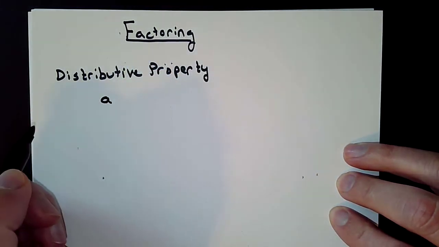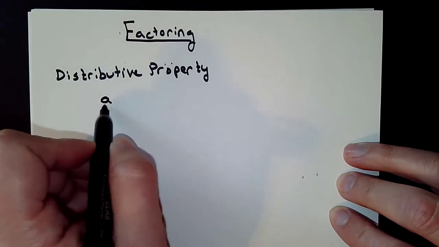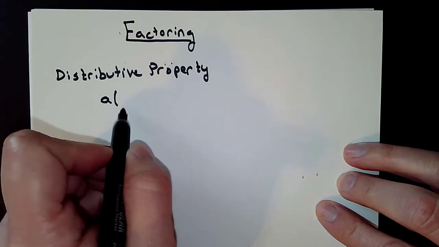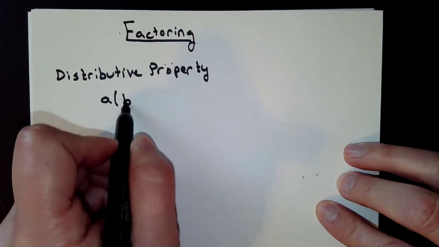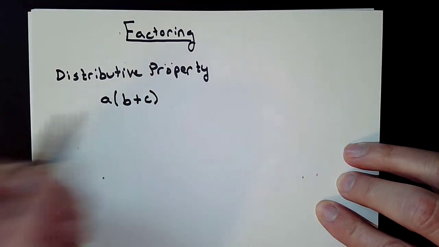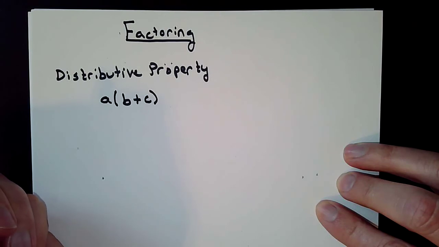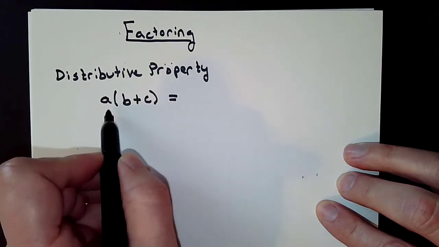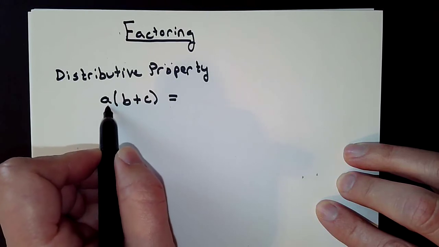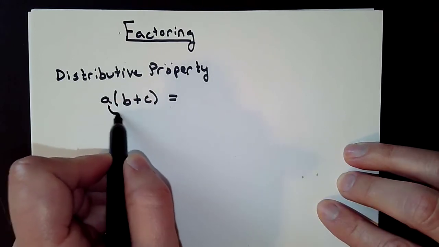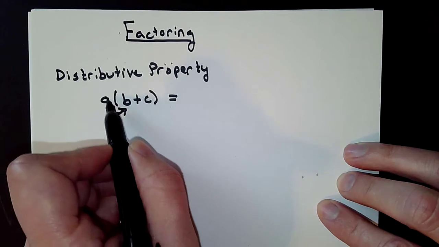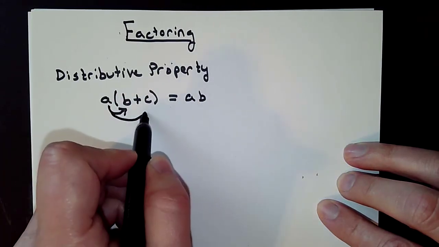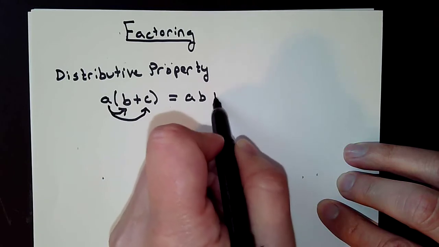if you have something, we'll call it A, it could be a number, it could be a variable, and that's getting multiplied by the parentheses B plus C. Then we can distribute or multiply through the parentheses, so we get A times B, and we also get A times C.